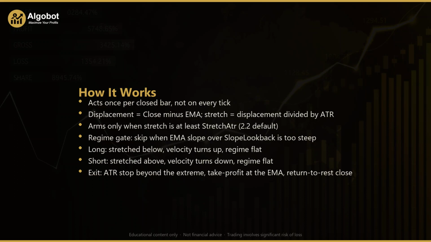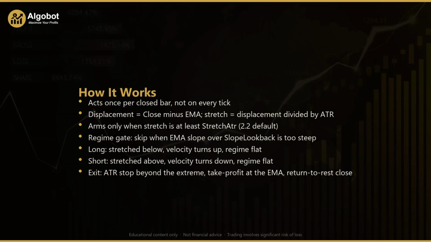Then the strategy checks velocity, the change from one close to the next. For a long setup, price must be stretched below equilibrium. The previous bar-to-bar change must have been down or flat, and the latest change must have turned up. That upward turn is the spring beginning to release. When all three align, the strategy signals a buy, aiming back toward the moving average.